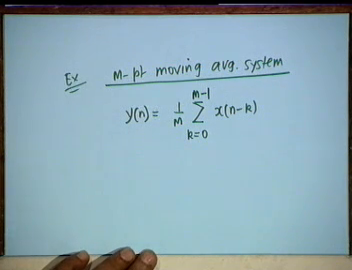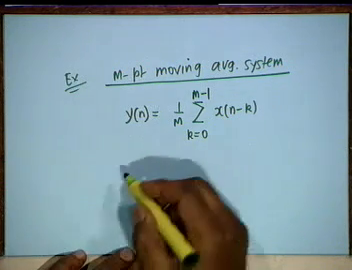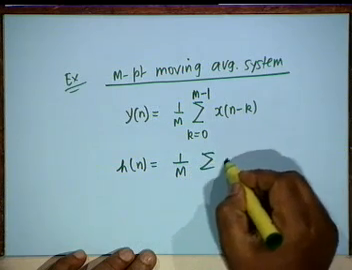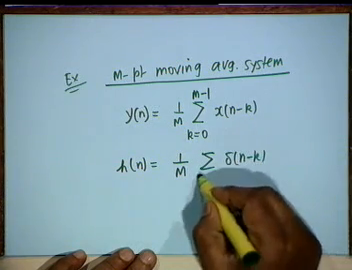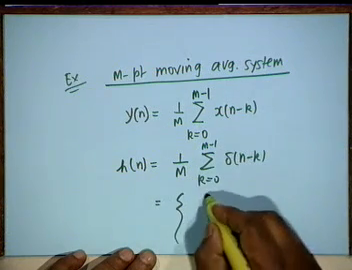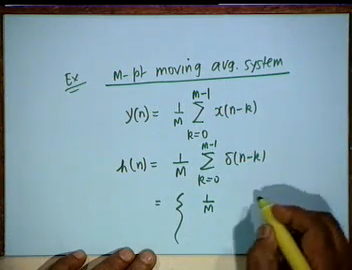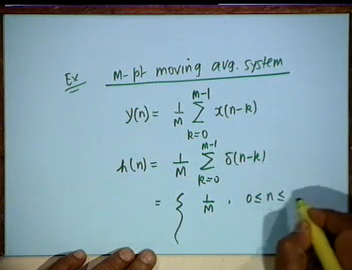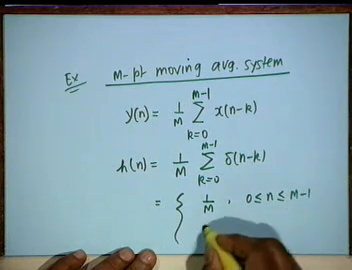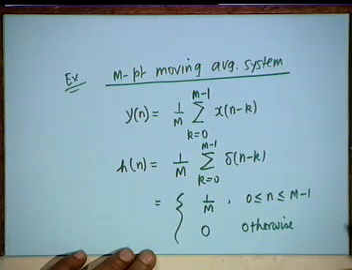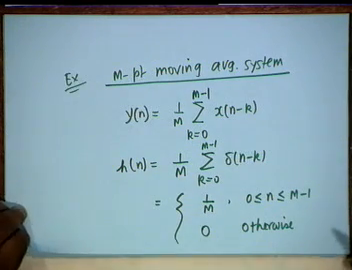What kind of a system is this? Is it FIR or IIR? Impulse response. FIR, because h of n is nothing but 1 by M summation delta n minus k, k equal to 0 to M minus 1, which I can write as 1 by M for n between 0 and M minus 1, and it is 0 otherwise. So, it is indeed an FIR system, and its frequency response.